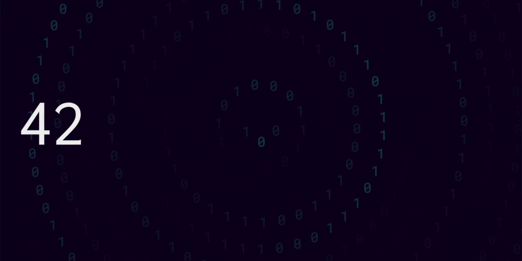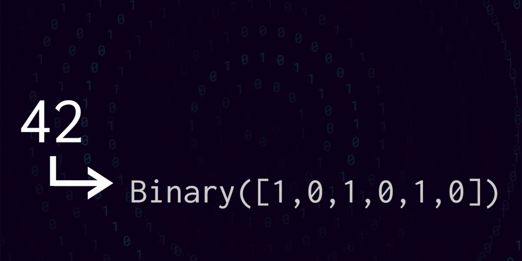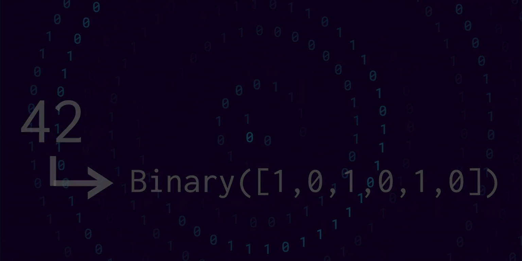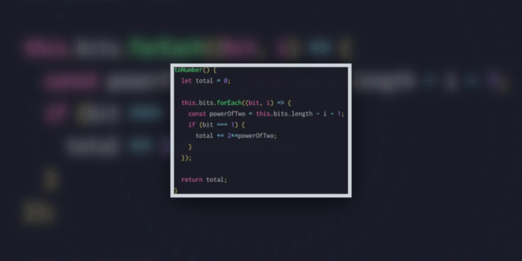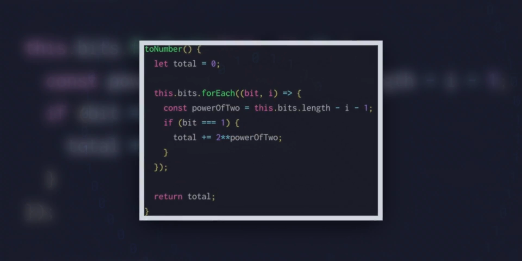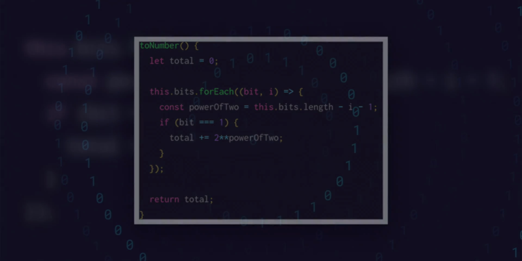In a practical sense, it will be useful for us to be able to turn a regular JavaScript number into our binary representation. We've already seen how to go from a bit array to a JavaScript number, but how can we approach this from the other way around? It turns out it's pretty straightforward.